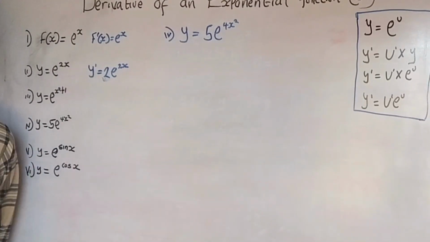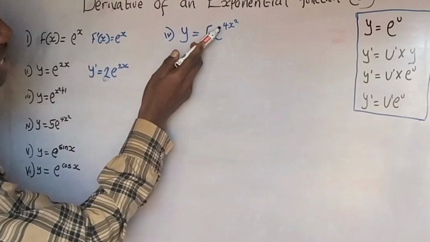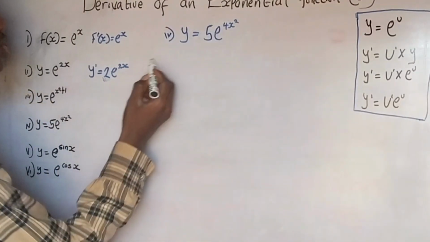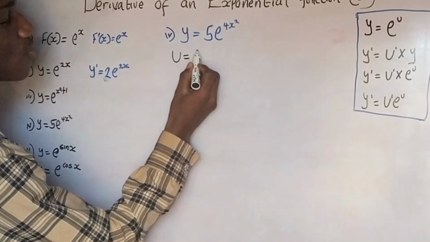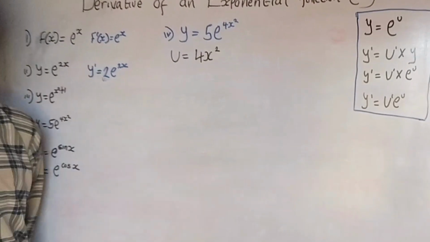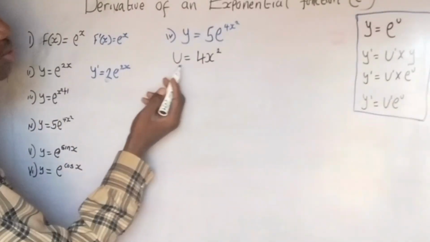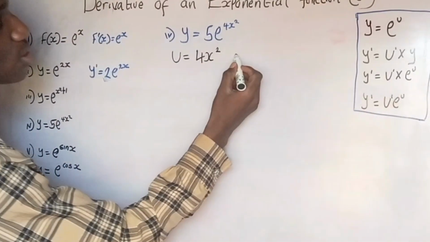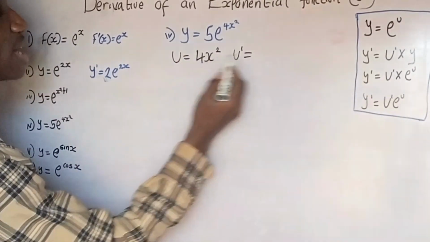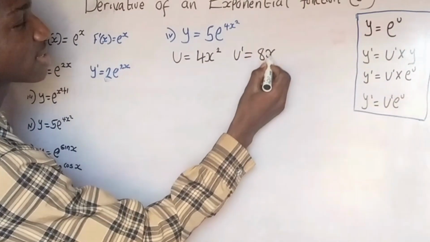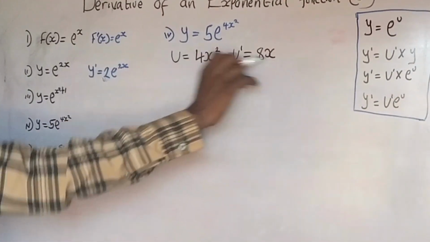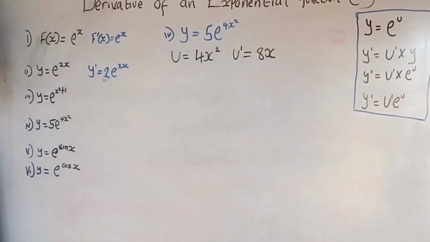Don't forget that the first thing is to set u equal to the power to which the exponential function is raised. In that case, I'm going to have u is equal to 4x raised to the power of 2. So we are going to take the derivative of u with respect to the independent variable, which is what, x. So the derivative of u is equal to this power multiplied by the coefficient. I'm going to have 8x, the power reduced by 1, that is 2 minus 1, x raised to the power of 1 is x. So in that case, the derivative of u is equal to 8x.